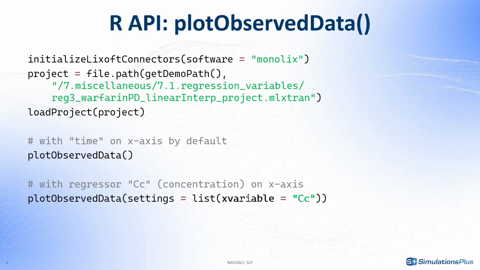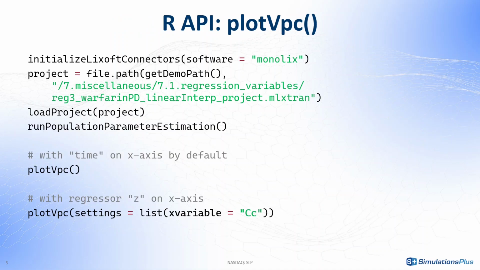Finally, for those of you who use the Lixoft connectors, the R API, it's also possible to change which variable is used on the x-axis. Here is an example showing plot observed data. To change from the default of time on the x-axis, set x variable in settings to whichever regressor column that you would like to use, in this case CC for my warfarin data. And also for plot VPC, it works very similarly. I can specify x variable to switch to use the CC regressor variable.